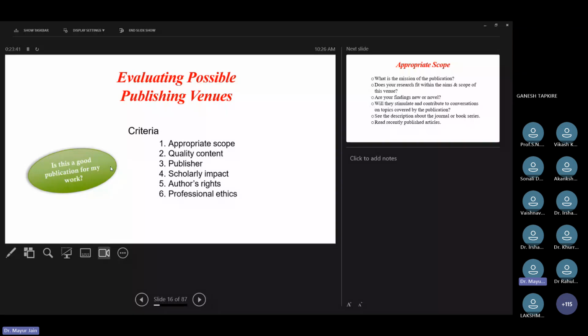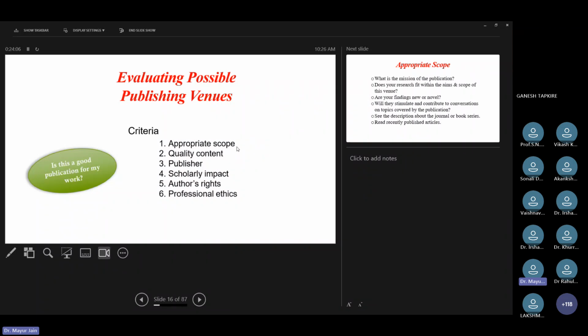Or maybe rather than publication, we'll say whether it is a good journal for your work, whatever the work you have completed, whatever the study you are going to submit. So whether it is good or not, how to decide that? I think there are certain criteria, certain possible publishing venues which you have to understand based on those criteria. So first is, I think, appropriate scope.